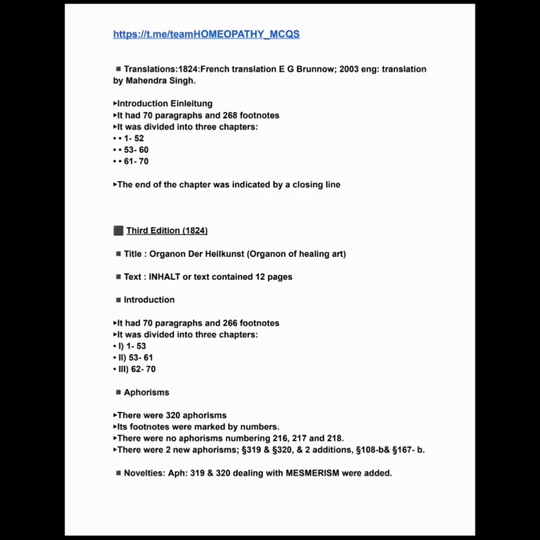First 1 to 52, second 53 to 60, and the third 61 to 70. The end of the chapter was indicated by a closing line. So these are the very important points about the second edition of the Organon. These important points were asked in previous question papers, so we took all the important points for the competitive exams of homeopathy. Third edition was published in 1824.